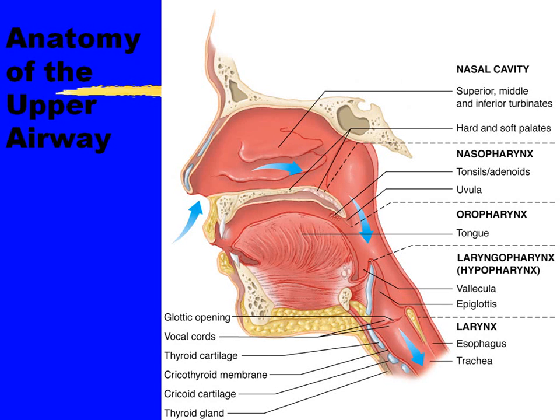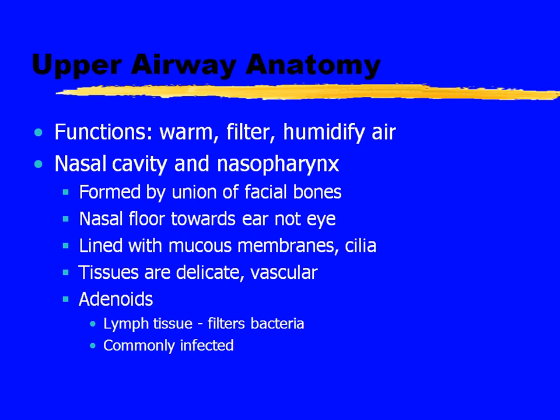Nothing else here. Vocal cords, cartilage. Okay, so again, like I said, upper airway, we want to warm, humidify, filter, and like I said, it's formed by the union of facial bones. Have a nice little hard palate, soft palate, and lined with cilia.